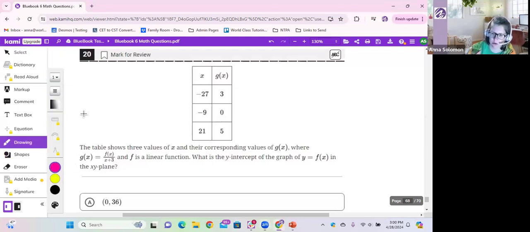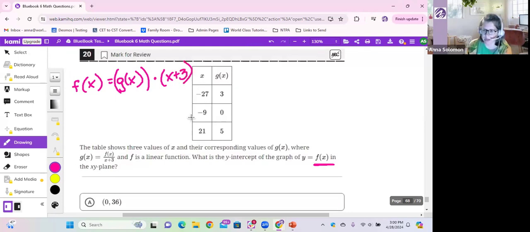Let's reword that in a way that is more useful because they're asking us about f of x. So we need f of x to be isolated. Therefore, we can do a little bit of algebra to say f of x equals g of x, let's keep it separated, times x plus 3. Then we can find our f of x for each piece.